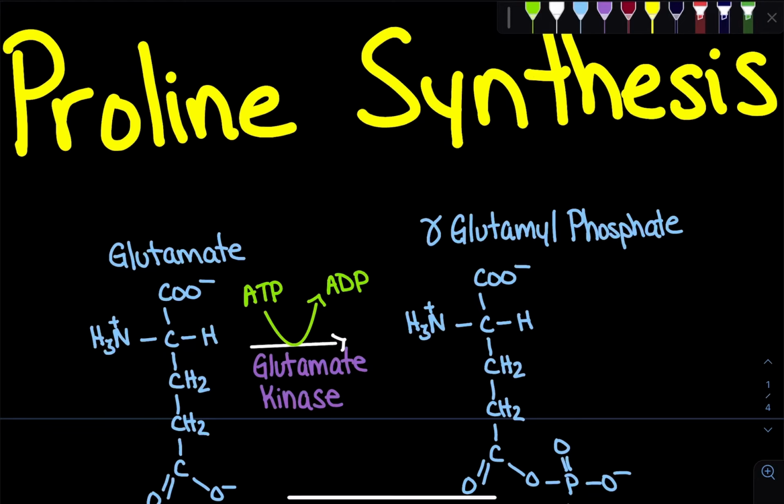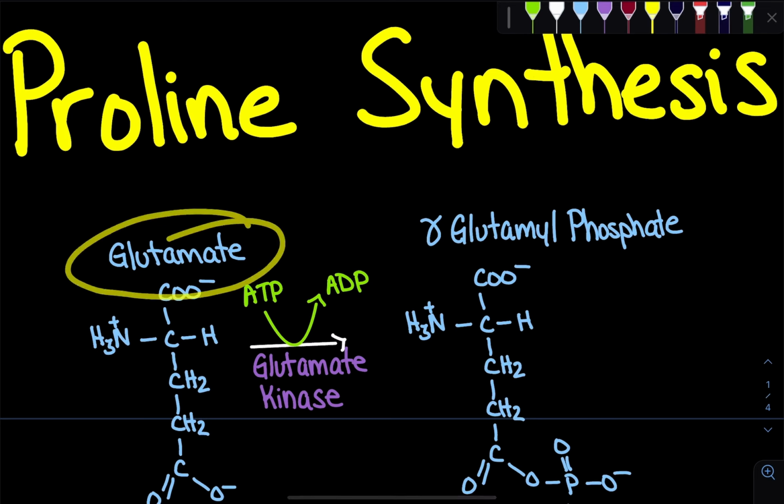When we talk about the synthesis of proline, it's first important to understand our starting material. Our starting material here is glutamate. But where does glutamate originate from? Glutamate is formed from alpha-ketoglutarate. Alpha-ketoglutarate is, for example, found in the TCA cycle. And when that alpha-ketoglutarate gains an amino group, it becomes glutamate.